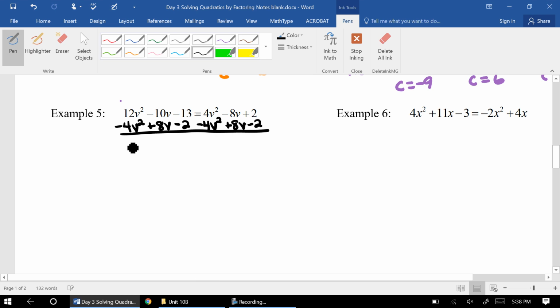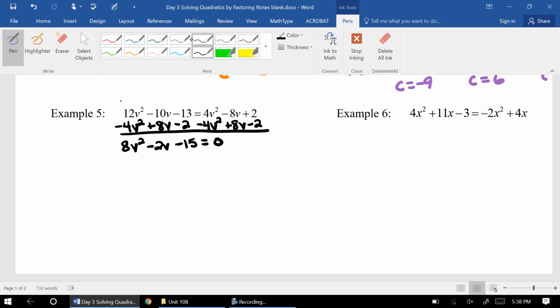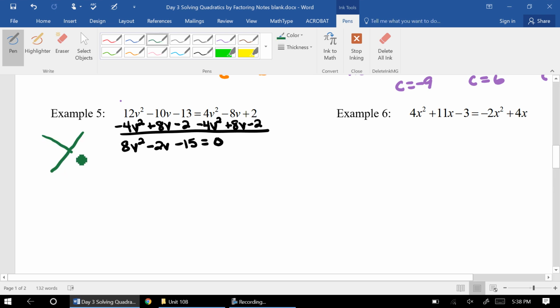And when I combine my like terms, I have 8v squared minus 2v minus 15 equal to 0. Looking for a GCF, it's always the first step. I don't see a greatest common factor here, so let's go ahead and try and factor this, and I think maybe I'll use the x on this one.